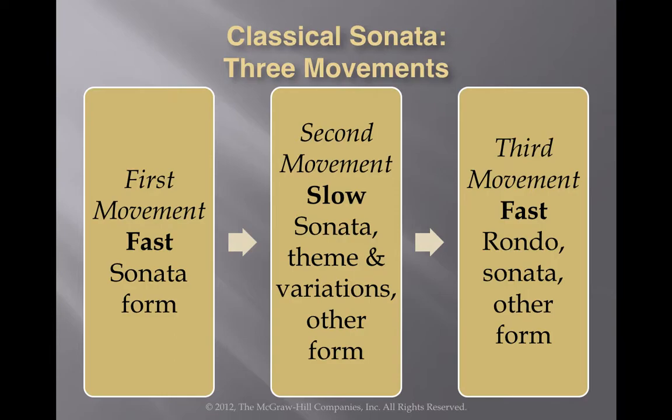If there are 3 movements in a sonata, you'll expect the tempos of those movements to be first fast, the second movement slow, and the third movement fast. The first movement is always in what we call sonata form, a form that we will discuss later in this chapter. The second movement could be in sonata form, it could be in a theme and variations form, or some other form of music. And the third movement is often in rondo form, but it could also be in sonata form, or again, another form of music.